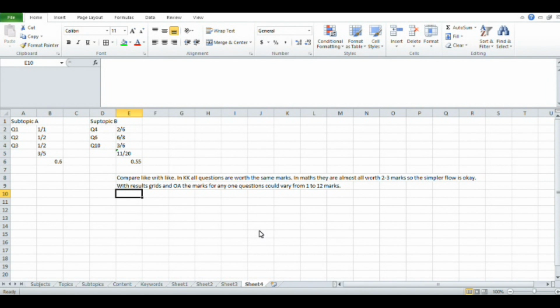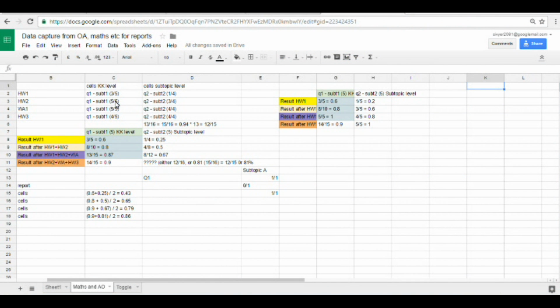Hello, Alicia. I'm going to try and explain my thought processes behind the reports for the online assessments and the results grids. The reason for it being out of a set number of marks, rather than just the last three questions, is because the data needs to be comparable.